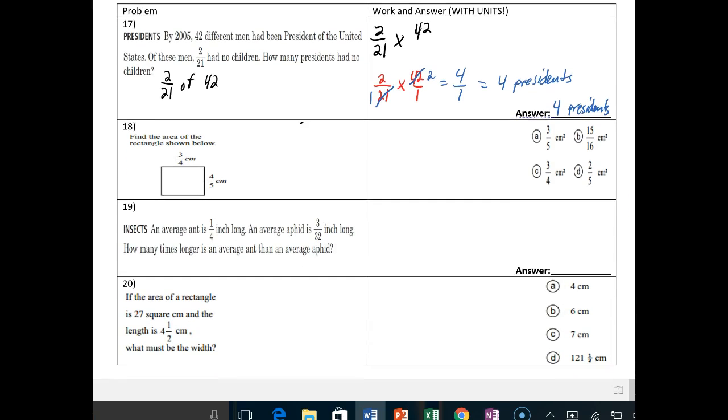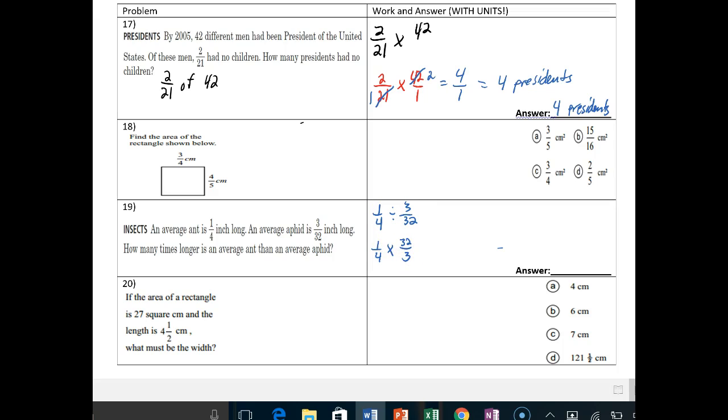All right, number 19. Insects. An average ant is 1/4 inch long. An average aphid is 3 over 32 inches long. How many times longer is the average ant than the aphid? So we're going to go ahead and say 1/4 divided by 3 over 32. So how many of these can fit into there, right? So 1/4 times 32 over 3.